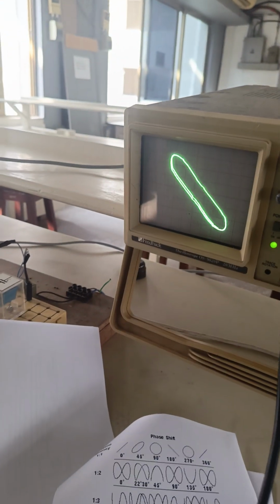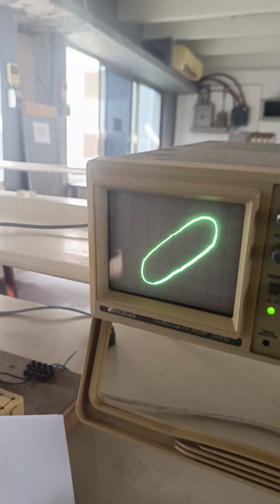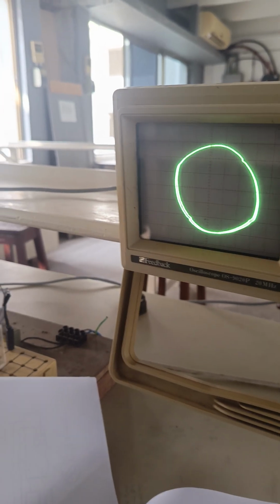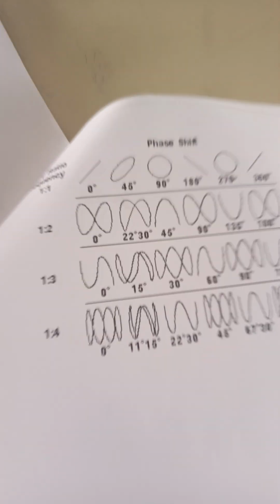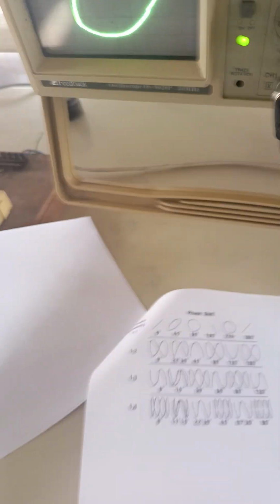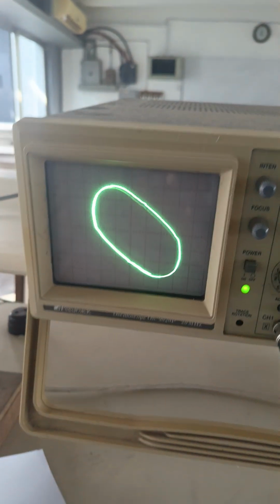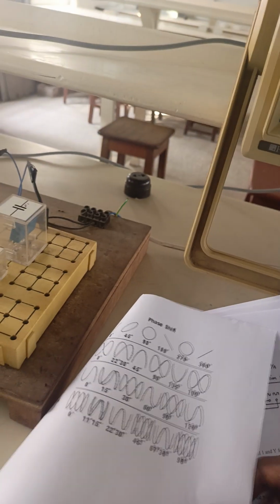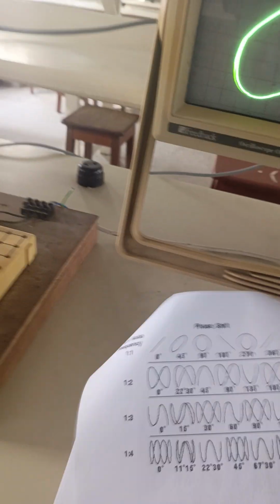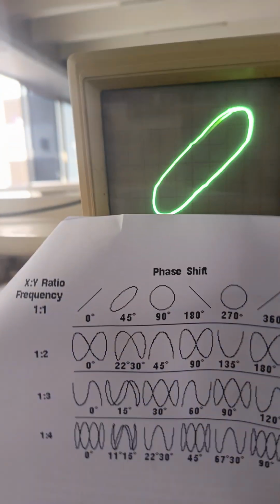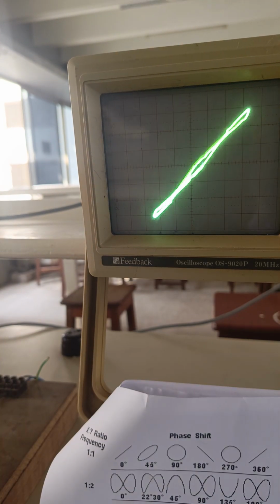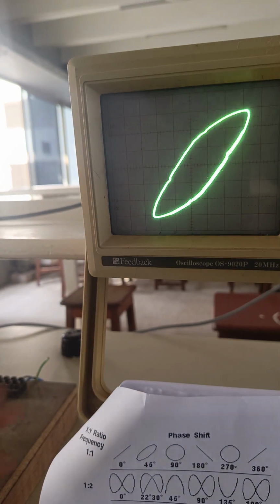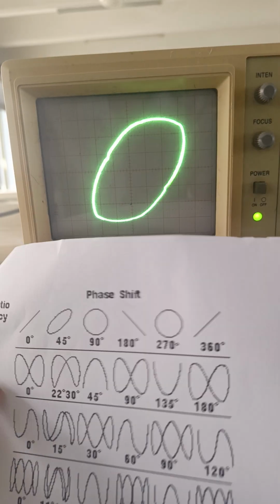So when I set this to 50 hertz, I'll start seeing the Lissajous figures. So per our diagrams, this is what we are seeing here. So this is our 1:1 ratio.